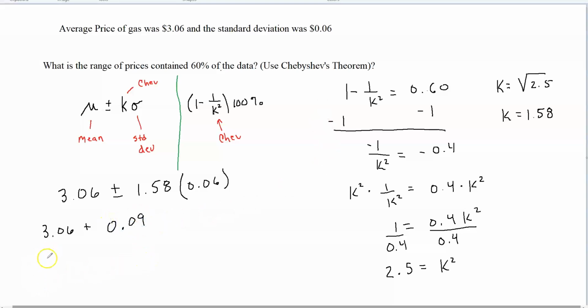And so what's going to happen is you're going to do that twice. You're going to subtract 9 cents and you're going to add 9 cents. And what you should get is about $3.15, and the other side is about $2.96. So your range would be between $2.96 and $3.15. Okay, so that's one problem with Chebyshev theorem. Might be helpful for you guys.